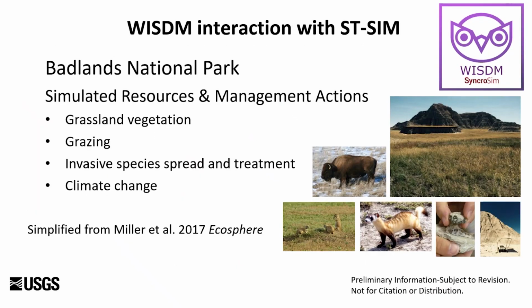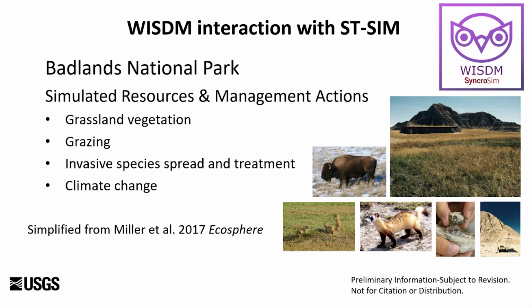So I wanted to walk through an example showing the interaction between outputs from WISDM and STSIM. We took this example that we simplified from a paper by Brian Miller and others for Badlands National Park that simulated resources and management actions. And the 4 things that the state transition simulation model focused on were grassland vegetation, grazing, invasive species spread and treatment, and climate change.